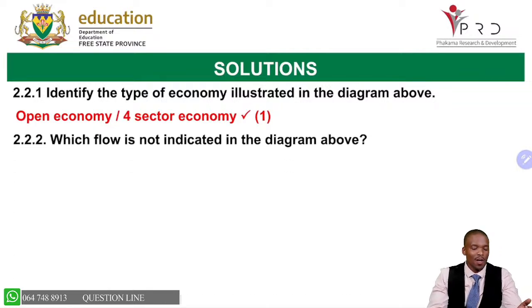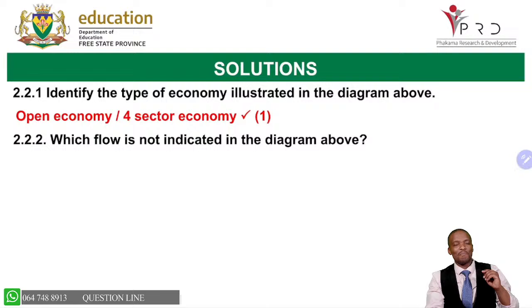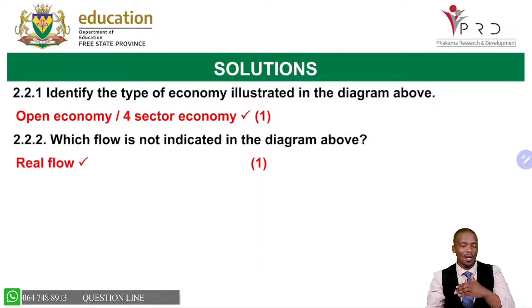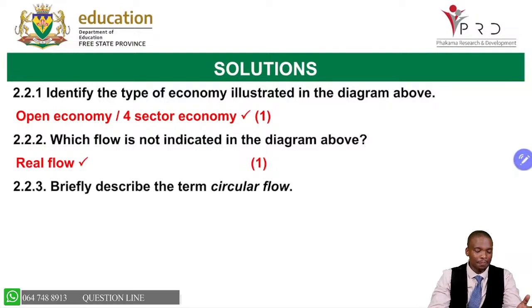Okay? Which flow is not indicated in the diagram above? I just saw the purchases of goods and services. I saw money coming from the firms to households, but I did not see household goods and services. I did not see movement of factors of production. So the one that is not there is the real flow. Another mark for us there.